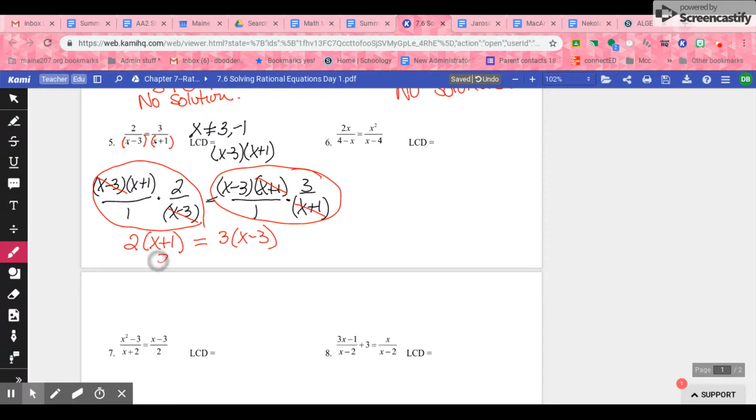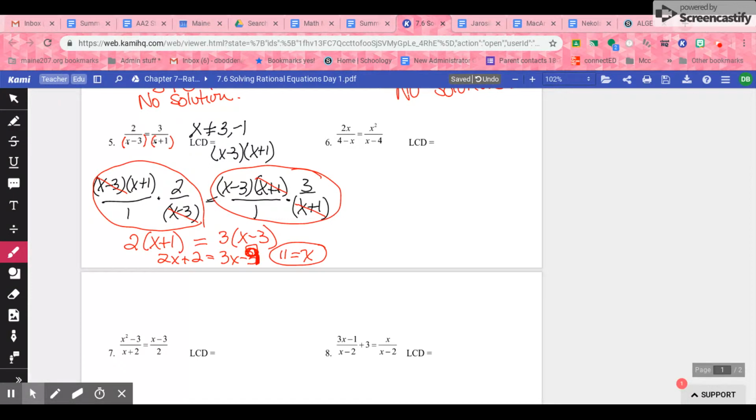Continue to do the math. Continue solving, and I get, this is a 9, and I would get x equals 11, and I am done. All right, problem number 6.